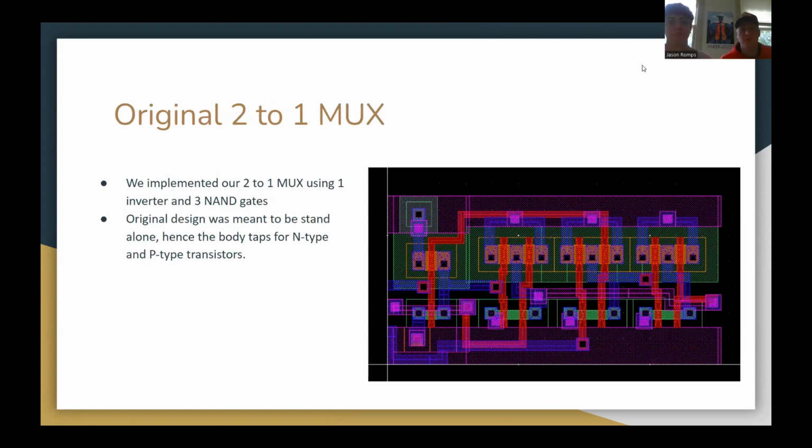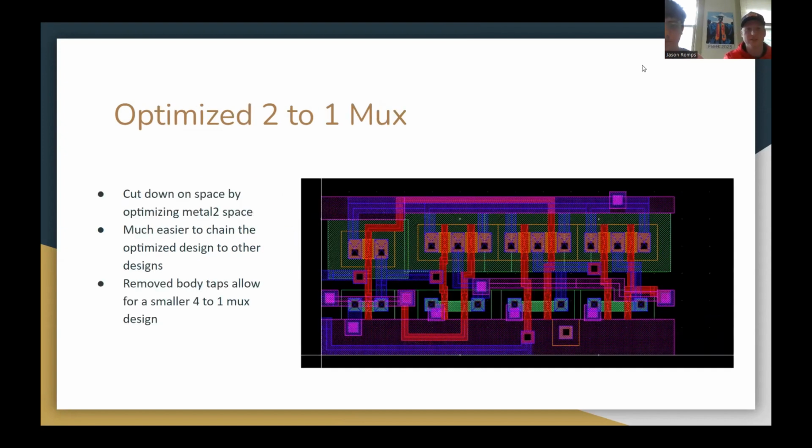So in terms of the original 2-to-1 mux, the design that we decided to go with was 1 inverter and 3 NAND, the simple Boolean equation for a mux. The design worked and it was fairly compact to begin with. However, when integrated into the larger 4-to-1 mux, it wasted a lot of space, as can be seen down here in the bottom right, where we waste a lot of space in metal 3 that could be used for other signals.